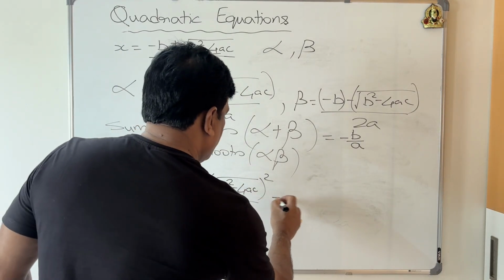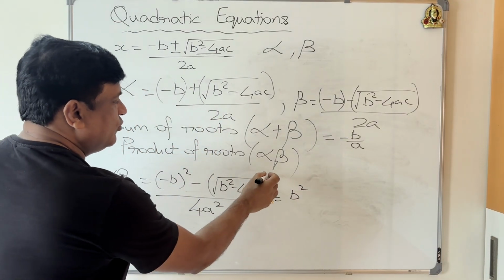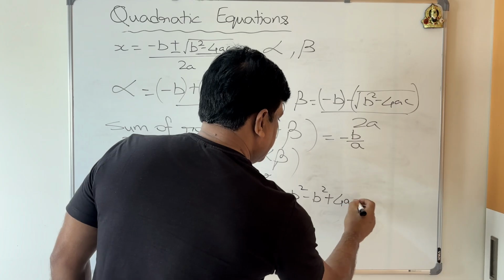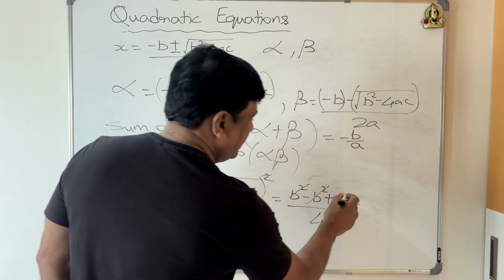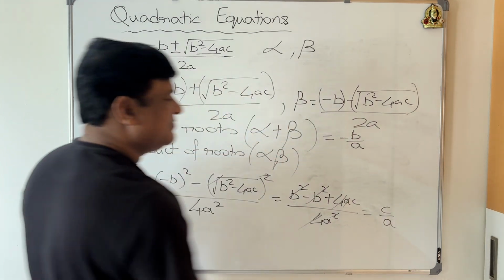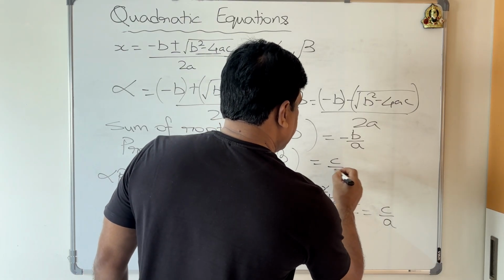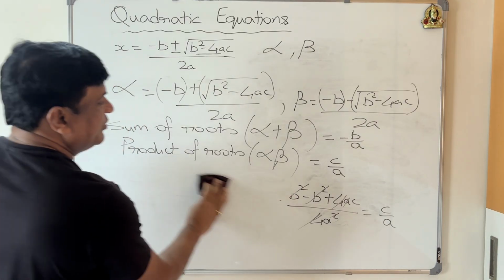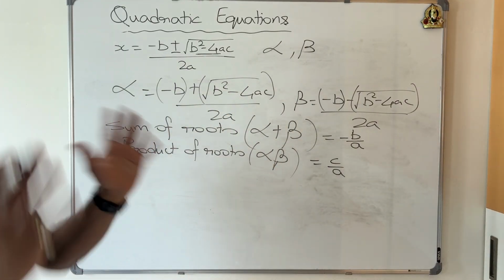Now open it up. What do you get? You get b square over here, and this root gets cancelled out. So you're left with (b square minus b square plus 4ac) divided by 4a square. B square gets cancelled, 4 gets cancelled, one a gets cancelled. So you're left with c by a. Okay, so what did you get? Product of roots is c by a. Remember this one. Why I am telling you to remember this is that if you know these three formulas well, you will be able to do problems much faster.